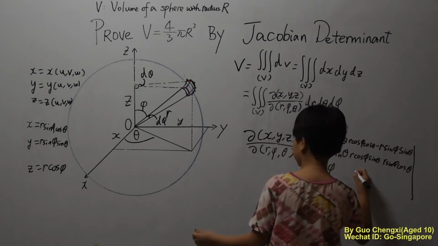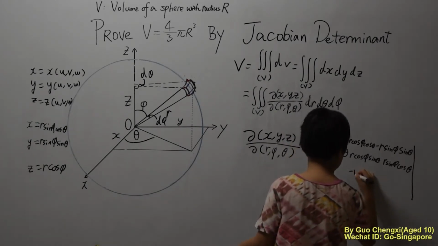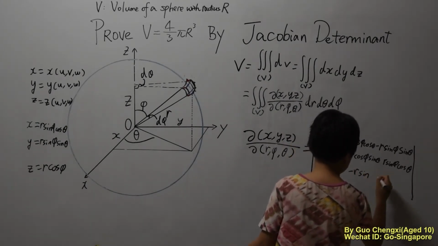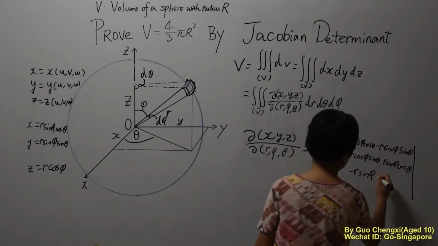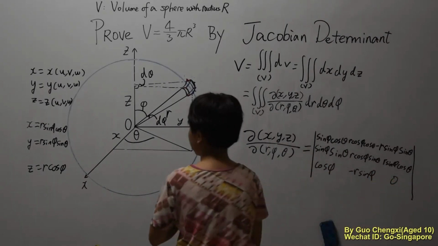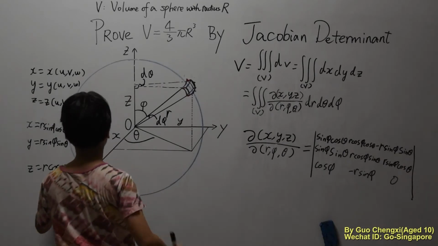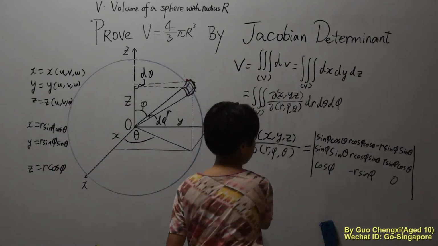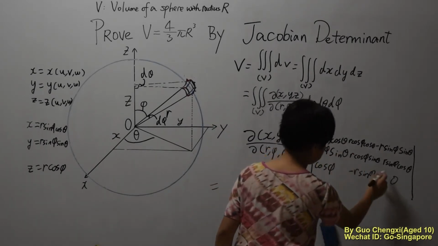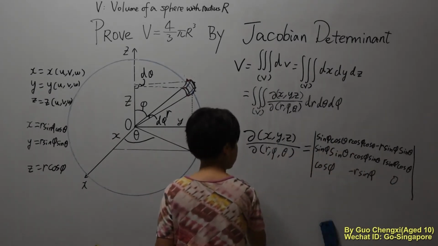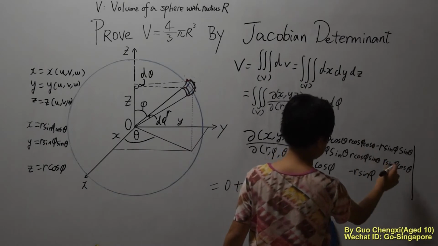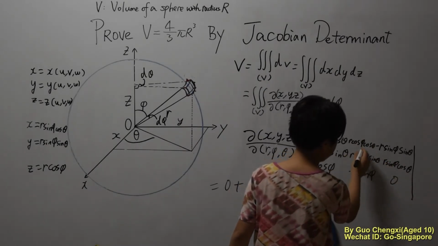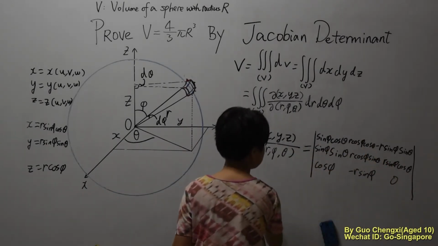Then now for the last one, it becomes cosine phi. Then after that, here becomes negative r sine phi. The answer is 0 because the theta is basically just 1. Then after that, over here for this part, you must do like this, 0. Then plus for this part over here, r squared.